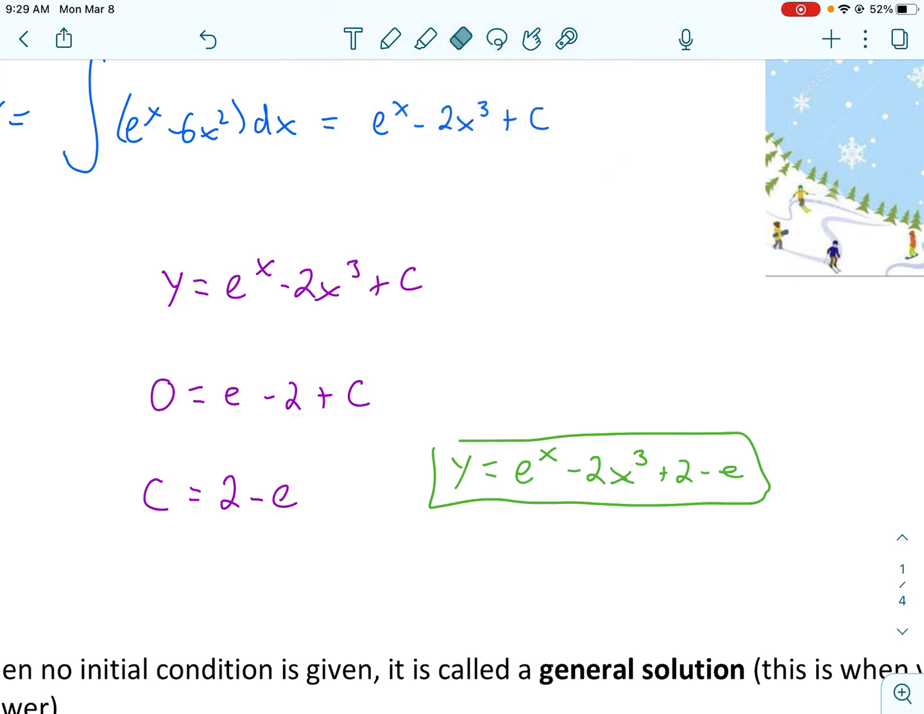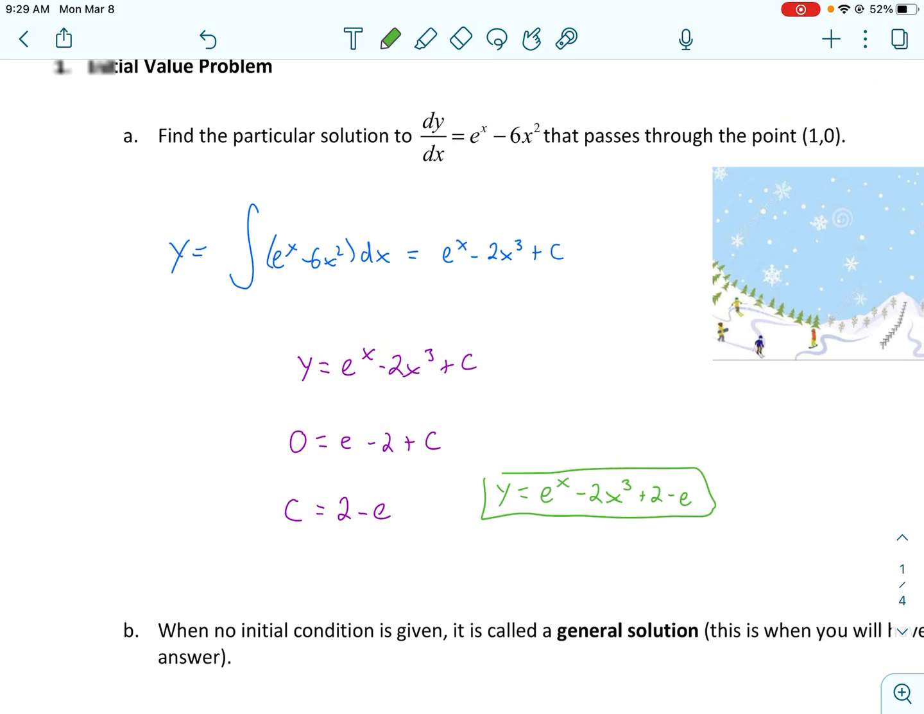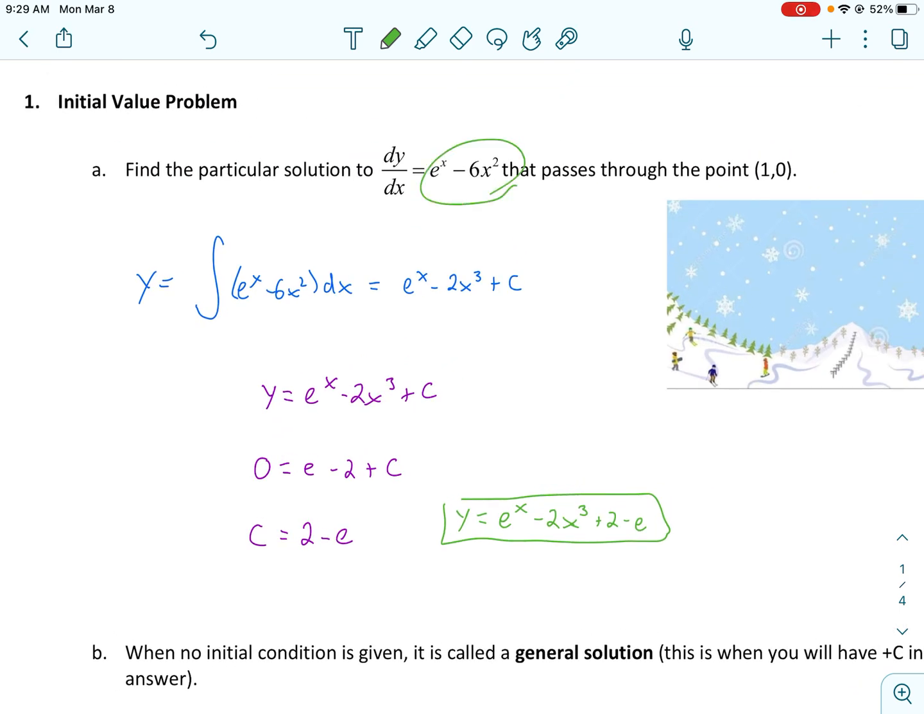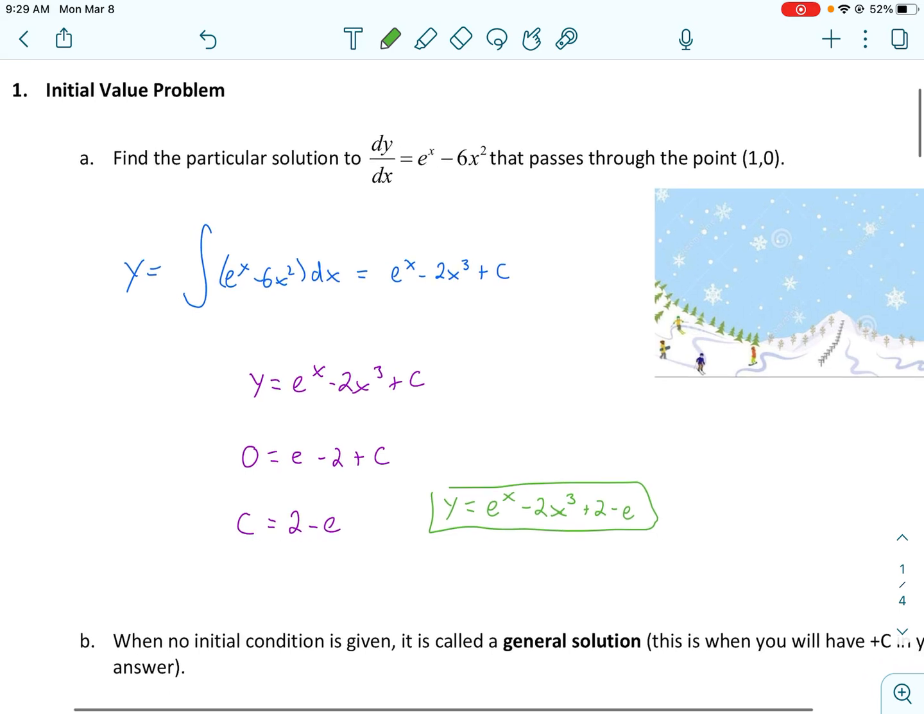That e looks really weird. So this is the function whose derivative is that. If you found the derivative of this, you would get this. And it passes through the point 1, 0. If you plug in 1 for x right here, you're going to get 0 for y. So that made those things true.